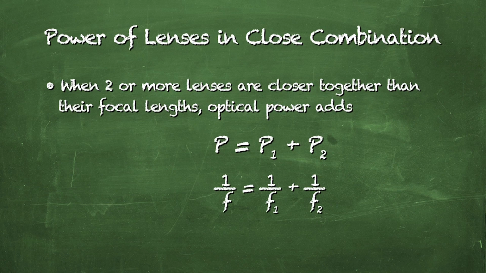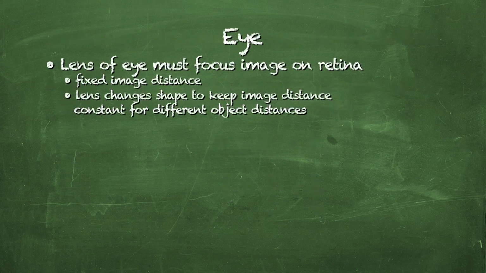Now let's talk about that important biological optical instrument, the eye. Optically, what must happen in your eye is that the lens must focus an image of whatever object you're looking at on your retina. This means that the image distance is fixed because your eye has a certain diameter. Therefore, if the object distance changes, then the lens must change shape to keep the image distance constant for different object distances.